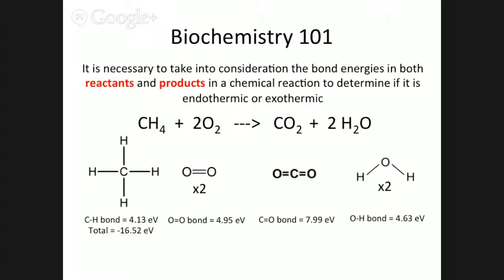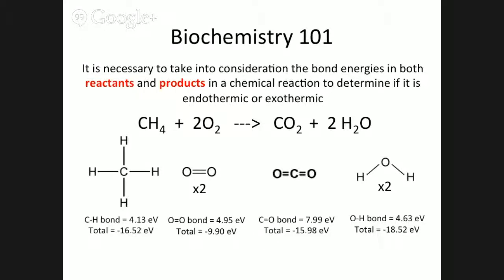Okay, the oxygen-oxygen bond here: for each molecule of oxygen, we've got 1 double bond. We've got 2 oxygen molecules, so that's just 2 times that number. That's minus 9.9. CO2, we've got 1 molecule, but 2 bonds, so again that's twice this number: minus 15.98 eV. And the water is a little more tricky because you've got 2 OH bonds per molecule and 2 molecules. So how many bonds you got? 4. All right.